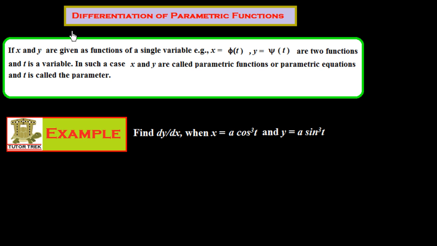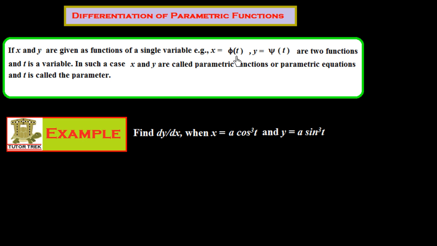Hi friends, in this session we study the differentiation of parametric functions. If x and y are given as functions of a single variable, for example x is equal to phi t and y is equal to psi t, are two functions and t is a variable, in such a case x and y are called parametric functions or the parametric equation, and t is called the parameter.